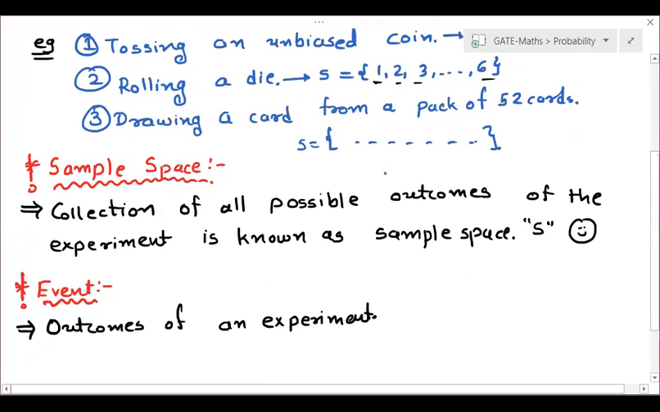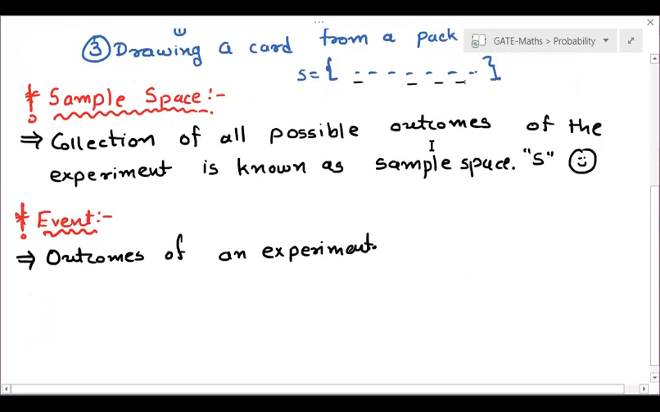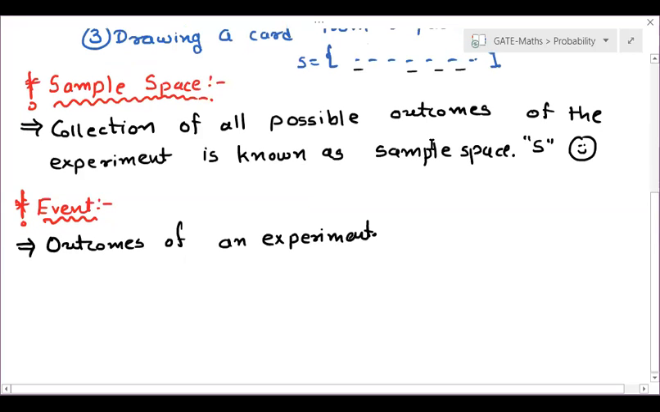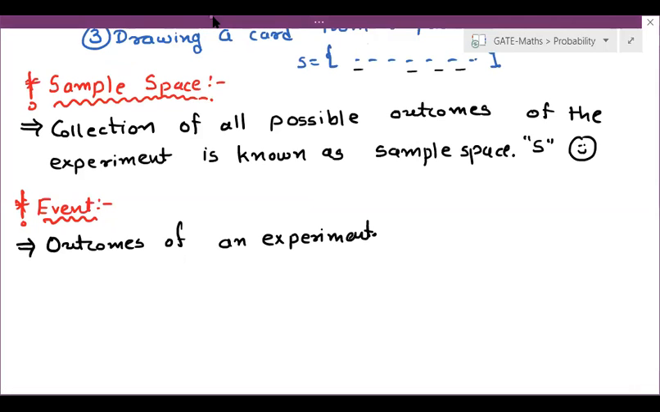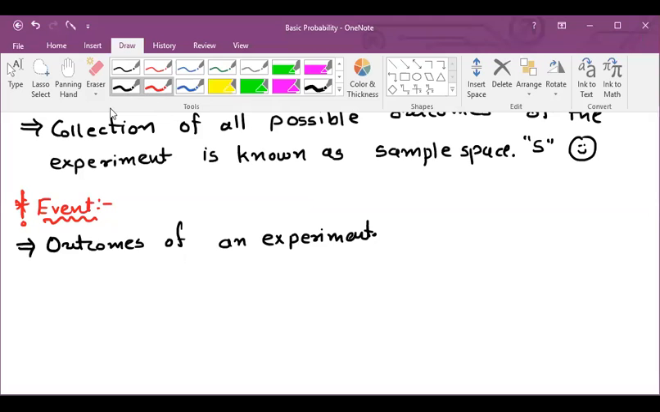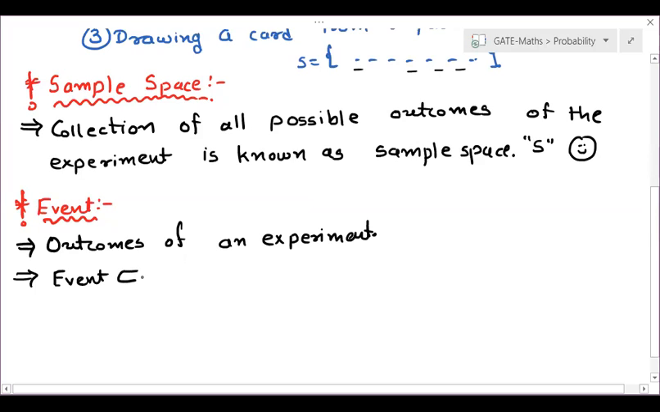So you are getting Ace, you are getting Jack, King, Queen, you are getting Jack of Diamond, you are getting Jack of Heart. So this is one event. So outcomes of an experiment is known as event. And mathematically, event is a subset of sample space. Right. You all know what is subset and all these things, right? So your event is a subset of sample space. Or if I am denoting event with E, so E is a subset of S.